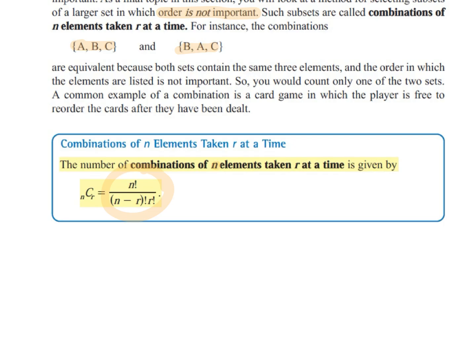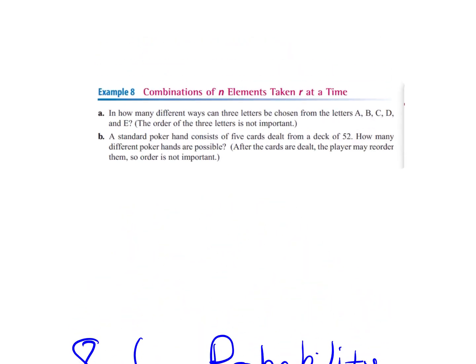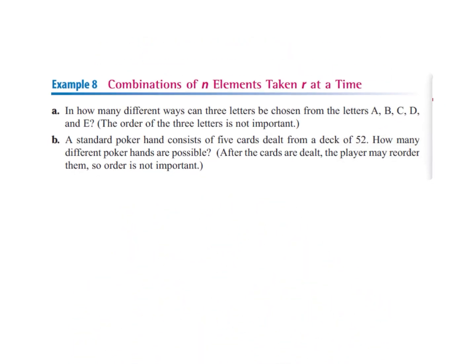So same thing, n is our total amount of elements, but we're only choosing r at a time. And again, this is a button in your calculator, so you could either just put it into your calculator, but we'll work it out using the formula too, just so we can practice. So let's look at example 8. How many different ways can 3 letters be chosen from the letters A, B, C, D, and E? It tells us the order of the 3 letters is not important.